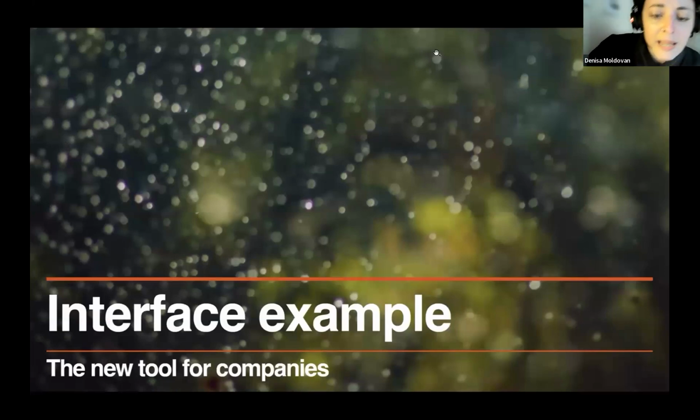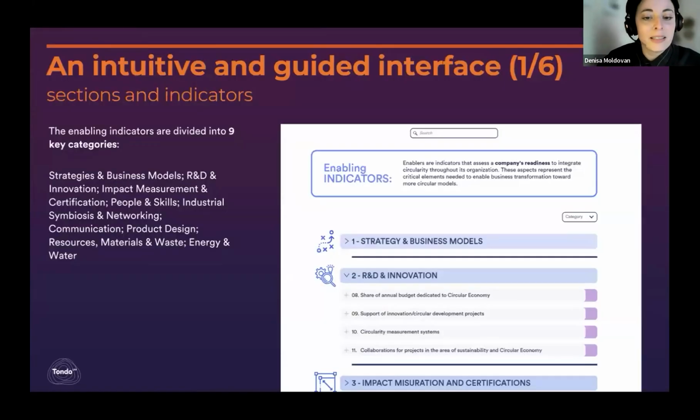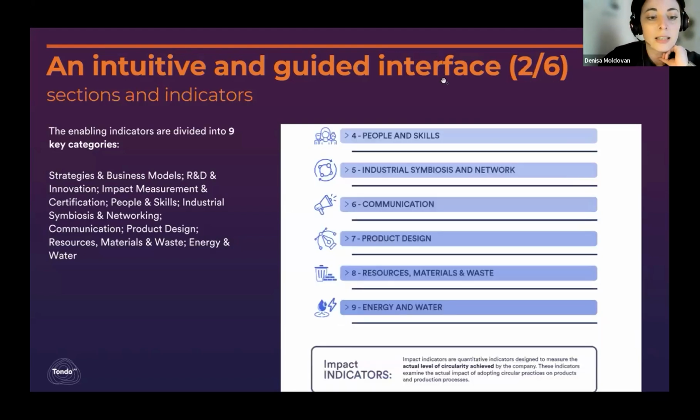Okay. Let's see now, very quickly, the interface. This new tool has an intuitive, user-friendly interface designed to facilitate data entry and analysis. Users can navigate, as I said before, between the enabling indicators, which are divided in 9 categories. Here we can see strategies and business, R&D and innovation, impact measuration and certification. Then in the next slide, people and skill, communication, and so on.